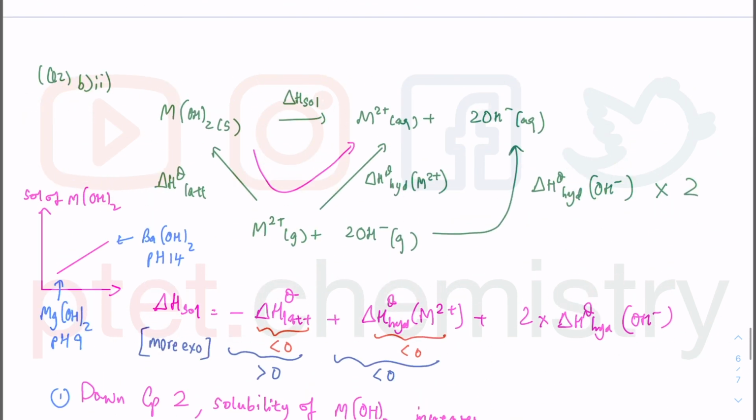Obviously, when you're talking about the solubility of sulfate, we know the sulfates of group 2 become less soluble down the group. So we're going to be talking about the opposite trend for the enthalpy of solution, in order to get the opposite trend for the solubility of group 2 hydroxides.